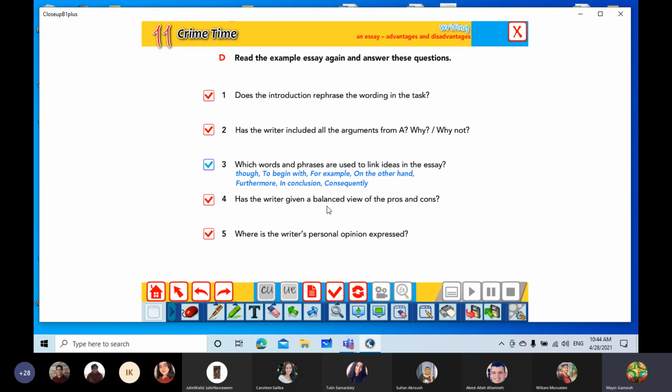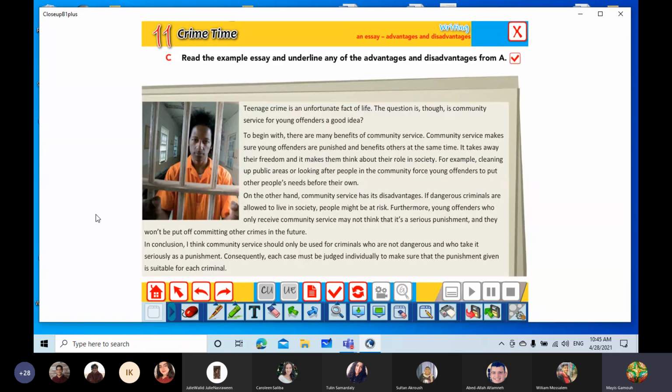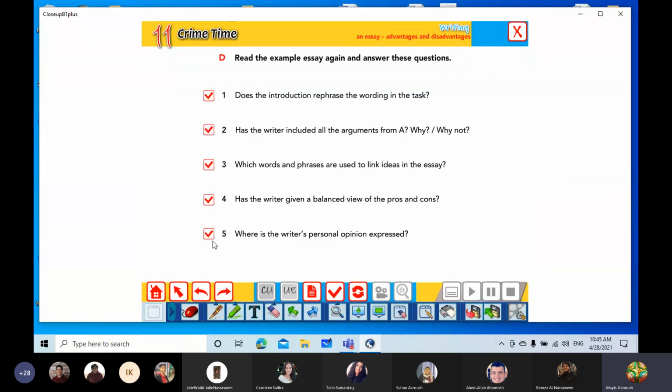Let's go to number 4. Has the writer given a balanced view of pros and cons? Okay. Yes. Or was he balanced with that? Yes, teacher. Why? Because he gave us advantages and disadvantages. Thank you. What about number 5? Where is the writer's personal opinion expressed? In what paragraph? In the last paragraph. In the last conclusion, teacher. In conclusion, yes, in the last paragraph, and it is called the conclusion.